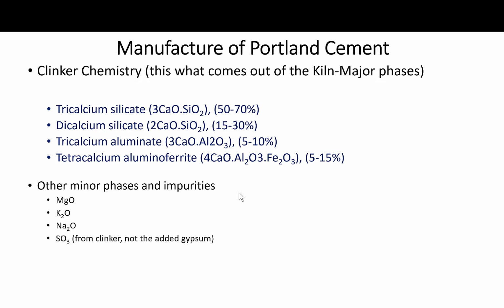The calcium silicate phases, these first two phases, are responsible for the strength. The other phases, the aluminate and the aluminoferrite, are not of much benefit. Tricalcium aluminate contributes some to early strength, but it poses problems in the sulfate attack issue. The ferrite phase, not much is known about this phase and its contribution to the hydrated Portland cement paste.